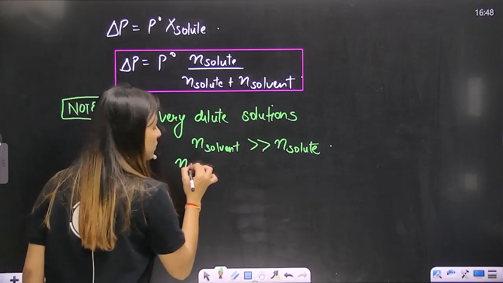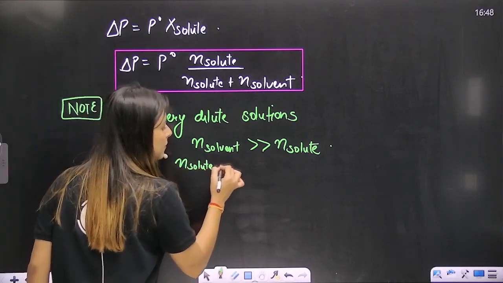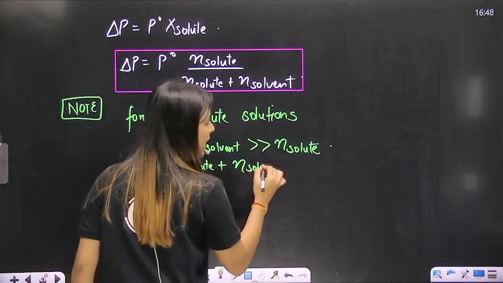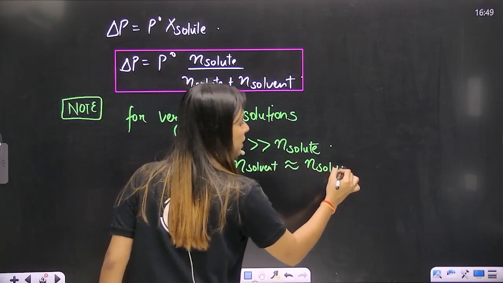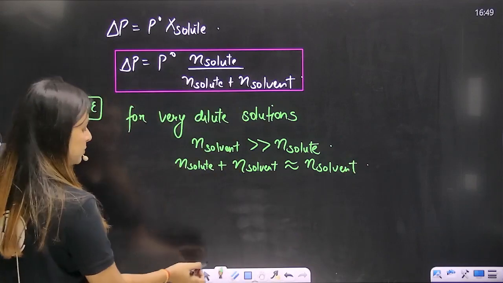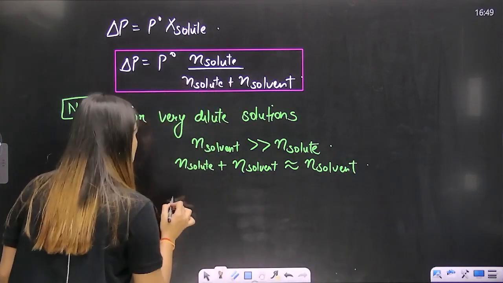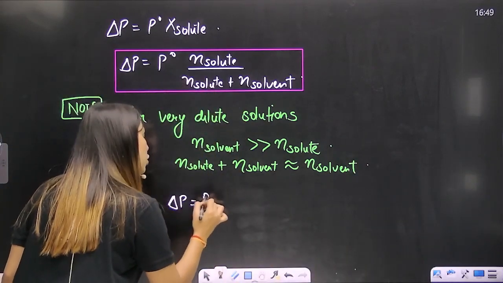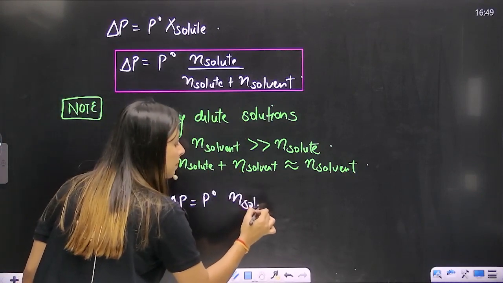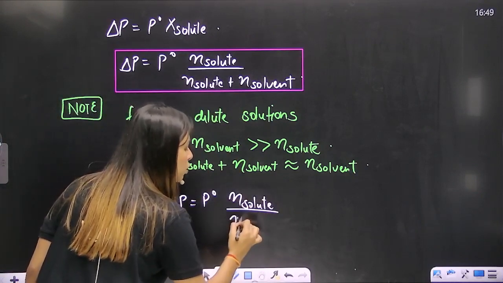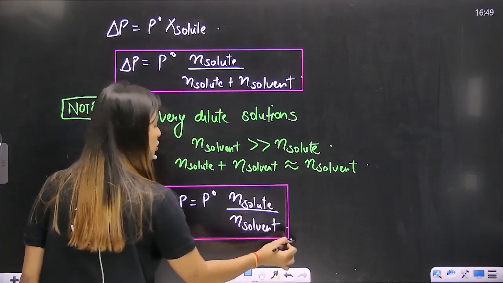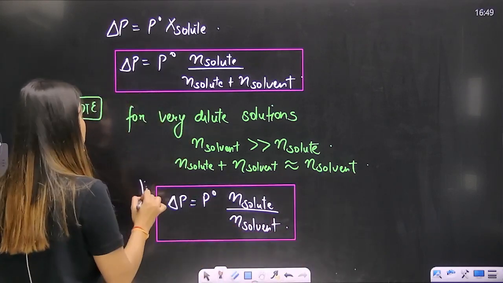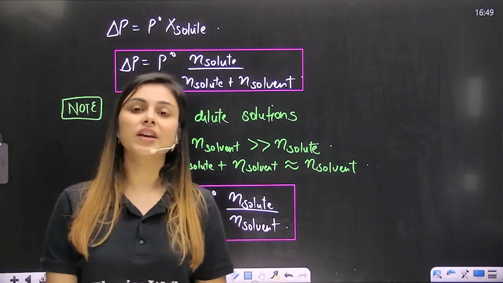So when you add moles of solute plus moles of solvent, you can actually ignore the value and you can say it is equal to moles of solvent. So the above expression becomes delta P is equal to P naught times moles of solute upon moles of solvent. This is the required expression when you are given that your solution is very dilute.